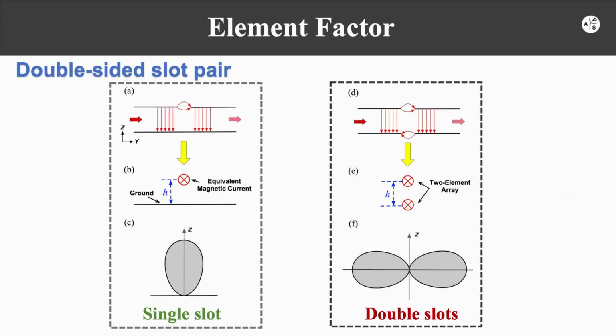Here, double-sided slots are etched on both sides of the waveguide. Contrary to the traditional single-slot element with a typical broadside pattern, the proposed double-sided slot pair can realize end-fire radiation by choosing a proper distance h.